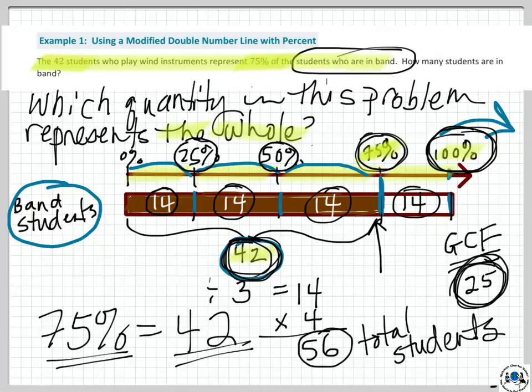That is quite remarkable if we can use a procedure like this. And again, math is not all about just getting the right answer, but about making sense of it all. When you can see this number line on top and the bar of students below it, you can really tell, and this can really make sense to you. So 56 total students in the band.